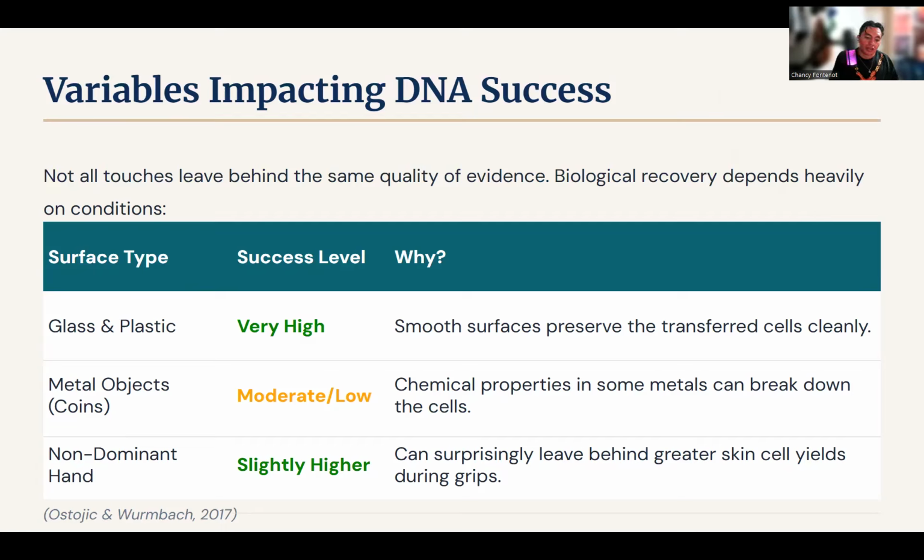This data proves that a touch DNA profile isn't a guarantee. It relies on these strict environmental and biological thresholds evaluated in studies shown by Ostage and Wernbach. An investigator must evaluate the background context of a piece of evidence immediately because, like I said in the previous slide, after 40 days, they'll completely degrade. Knowing whether an item sat outside on a porous surface or was heavily handled determines whether a sample is worth running through a costly molecular pipeline or if it's already lost due to degradation.